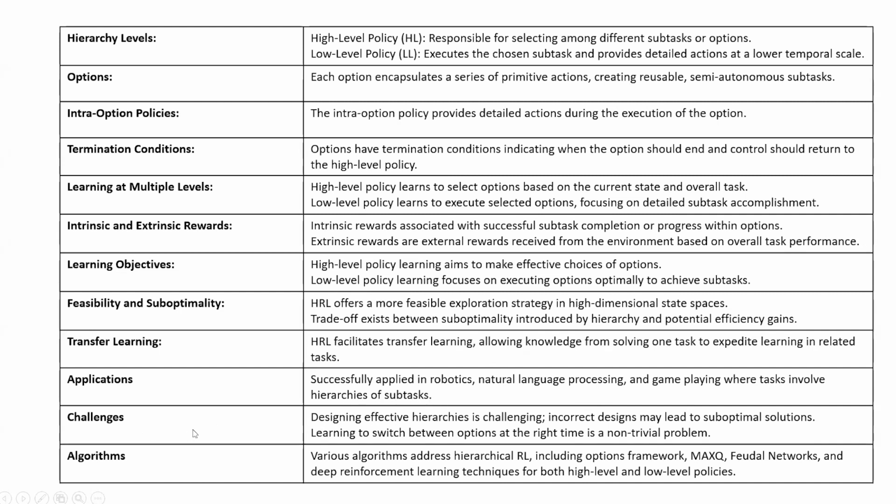And then you have the challenges linked to hierarchical reinforcement learning. Designing an effective hierarchy is challenging. Incorrect design may lead to suboptimal solutions. Learning to switch between options at the right time is a non-trivial problem. Algorithms: various algorithms address hierarchical learning, including the options framework, MAXQ, feudal networks, and deep reinforcement learning techniques for both high-level and low-level policies.